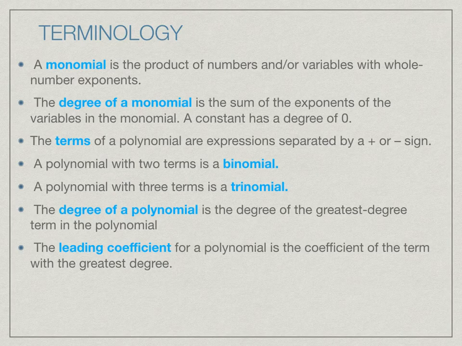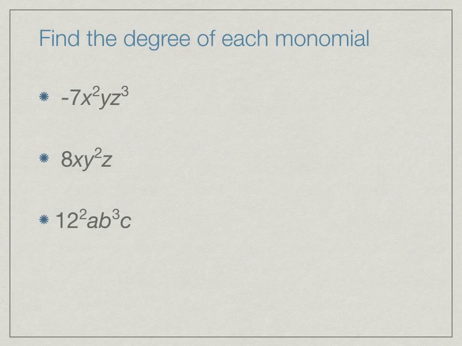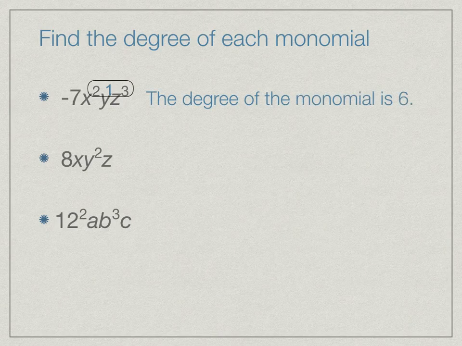And it's important to know we write polynomials in standard form, which is where the terms are ordered from greatest to least degree. So let's get practice finding the degree of monomials. What we want to do is pay attention to the exponents of the variables. We want to note that y is raised to the power of 1. We now add these exponents together. The degree of this monomial is 6.